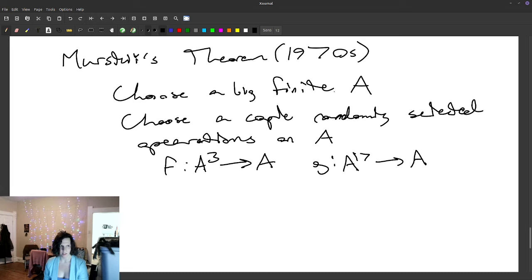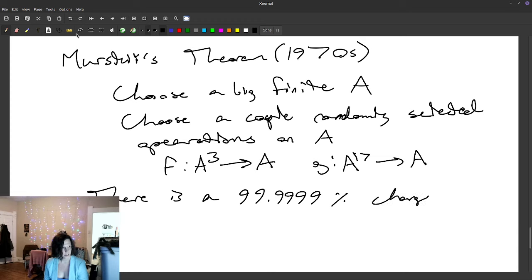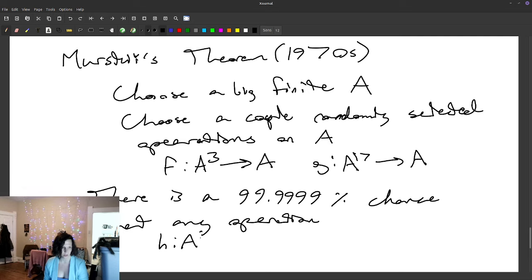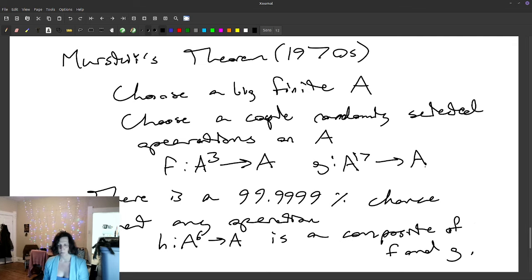If you choose a big finite set with a billion or 100 billion elements, and you choose a couple of operations like this F and G, there is approximately a 99.999 percent chance, a really, really high chance, that any other operation H, with whatever number of inputs, like 6, is a composite of your randomly chosen operations like F and G. Okay, so that's basically what Mirsky's theorem says.